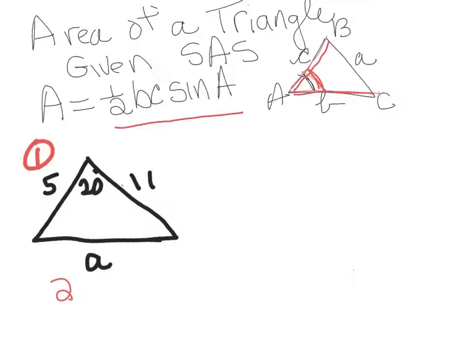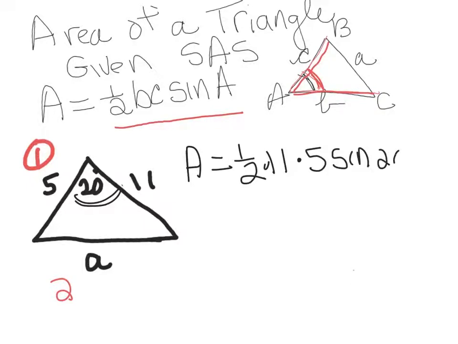So say we're going to find the area of this triangle right here. Well, the formula says to find the area, I'm going to take 1/2, times two of the sides that I know that are around the angle. It's got to be side, angle, side. So that's going to be 1/2 times 11 times 5 times the sine of 20 degrees.